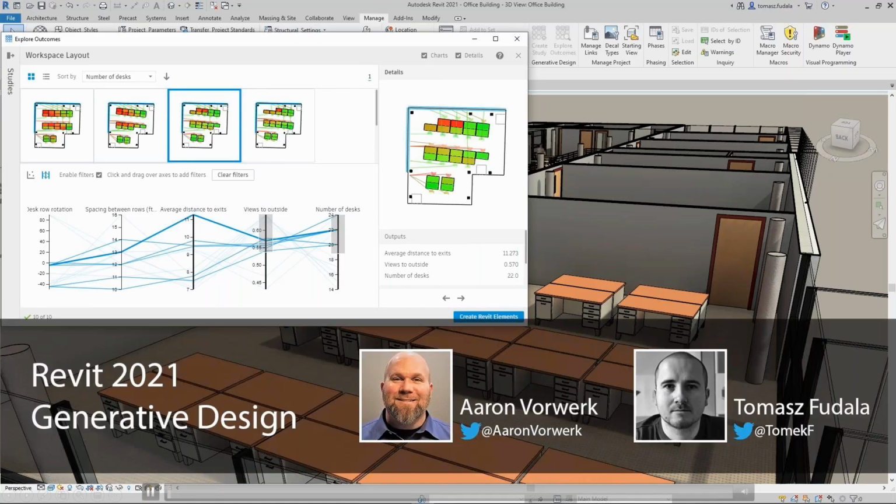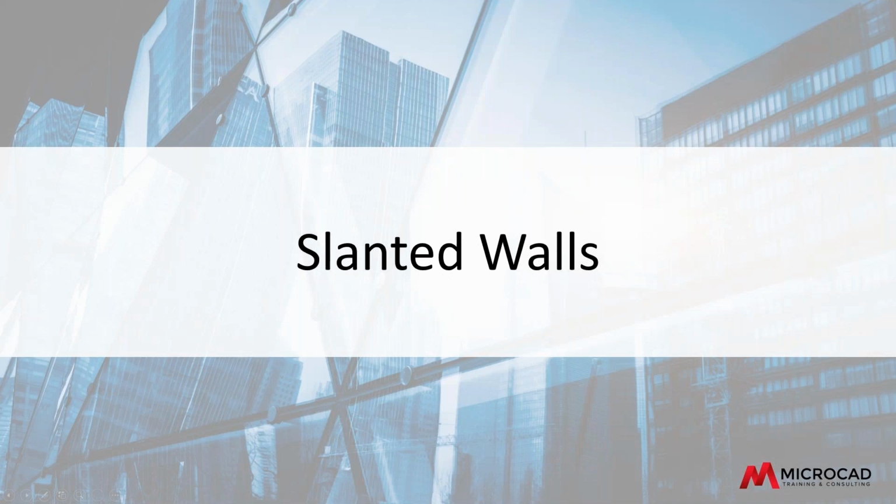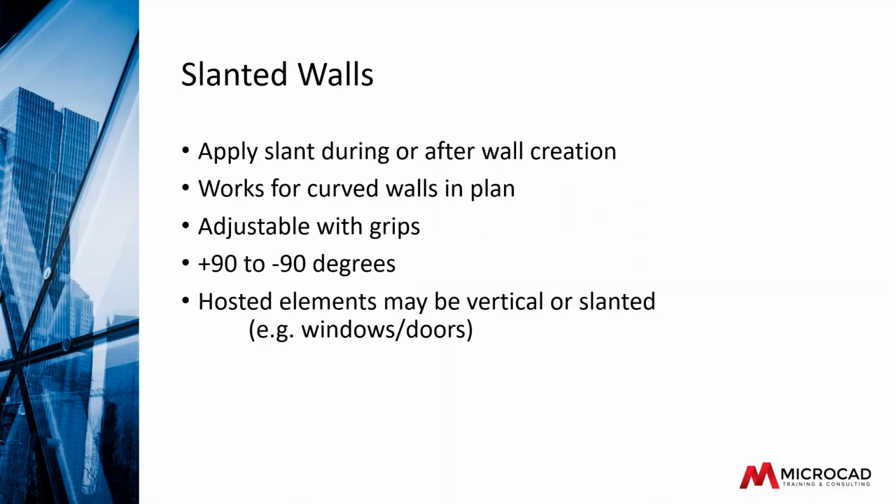All right. So another item that has been added to Revit 2021 is slanted walls. I know slanted walls have been something that a lot of people have asked for over the years, and they're finally available. So I think we're all going to be excited about that. Before we look at that in Revit a little bit more, just some key points for everyone to know.